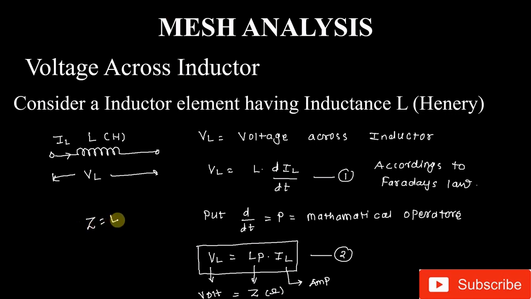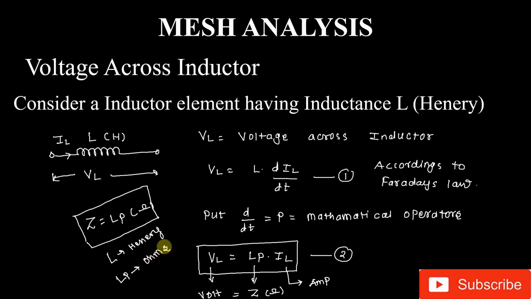Z is also written as LP, and it's measured in ohms. Okay, so this is the new thing we have to find out here. If we want to write the inductor in ohmic value, we will write it in ohms, and if we want to write the inductor value in Henry, we simply write L. So L is measured in Henry and LP is measured in ohms. Okay, so remember this point.